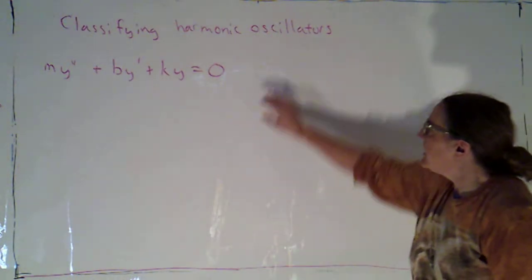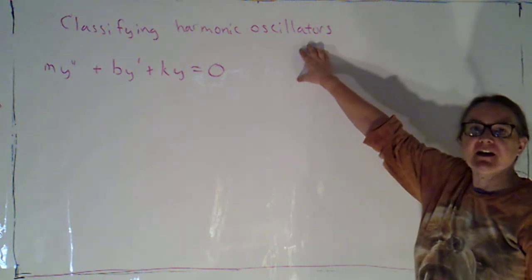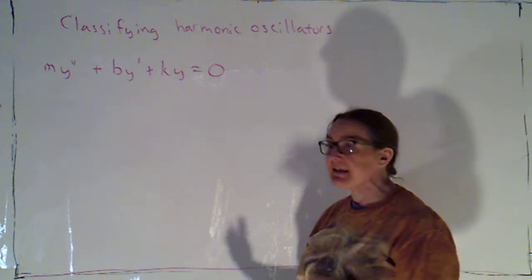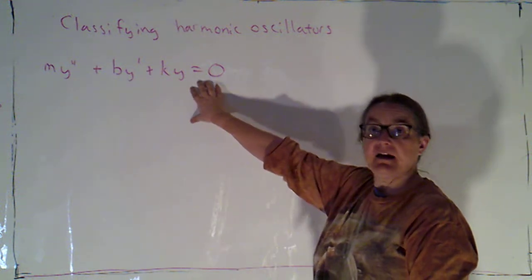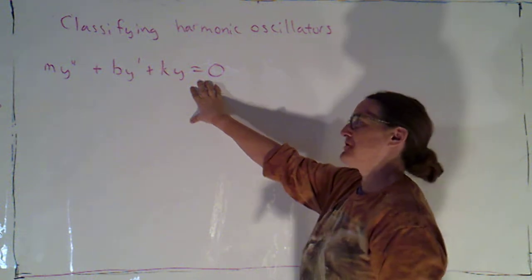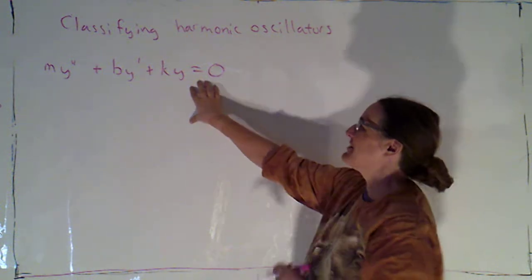Okay, this is the last video for section 3.6. In it, we're going to try to classify our harmonic oscillators. So remember, harmonic oscillators were an example of something that would give us a second order linear, homogeneous, constant coefficient differential equation of this form.